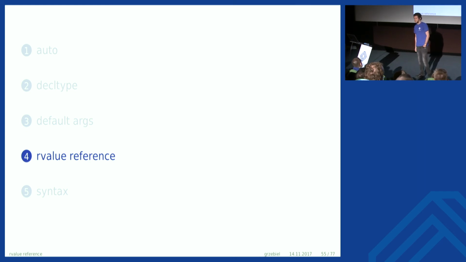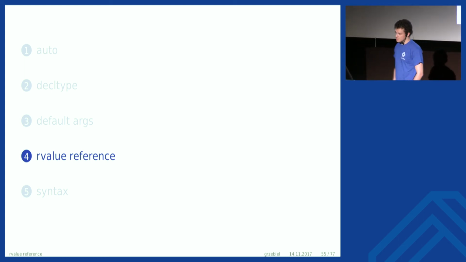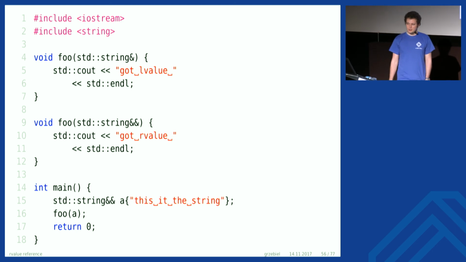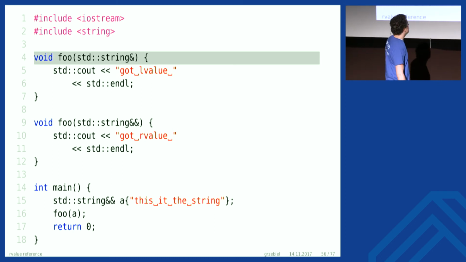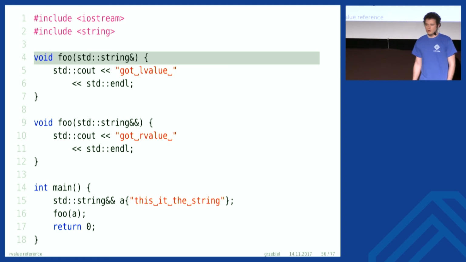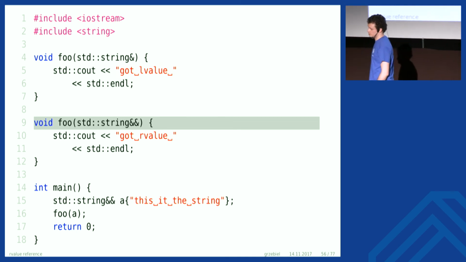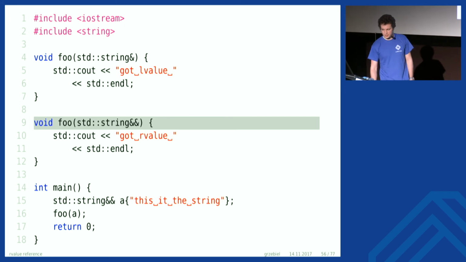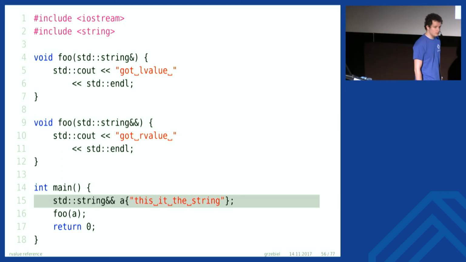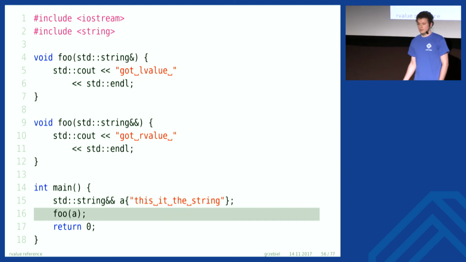So, R-value reference. Getting back to modern C++, a feature introduced again in C++11. Simple code snippet. We have 2 declarations of the function. One overload is for L-value reference, the second overload is for R-value reference, and all we do in this function is report whether we have an L-value or R-value. And then we create a variable whose type is specified to be R-value reference, and then call the function.